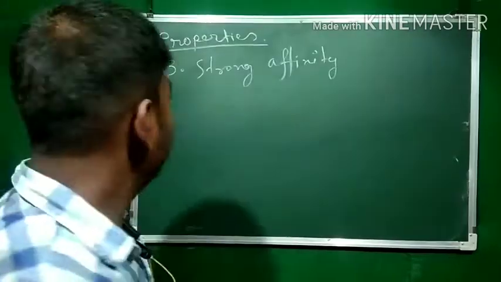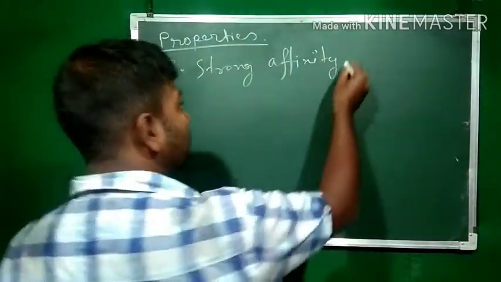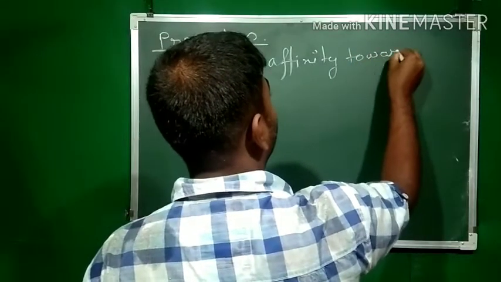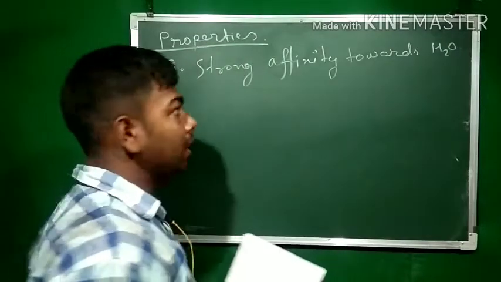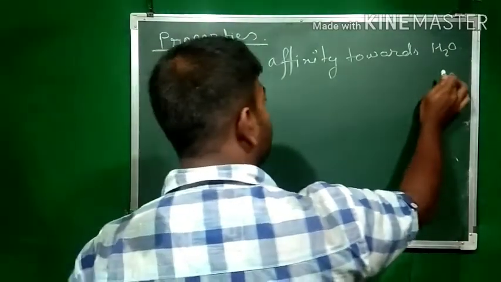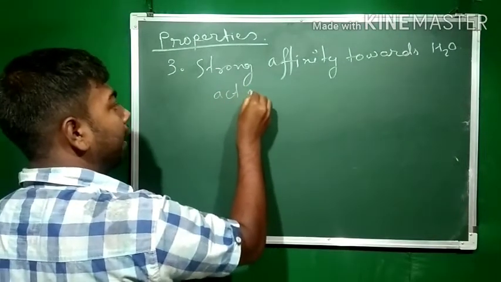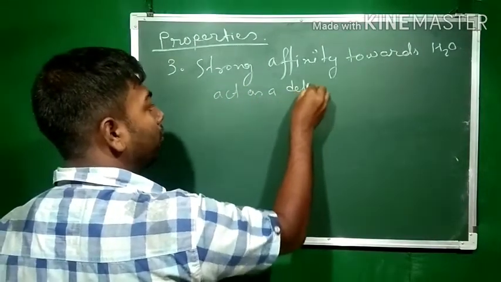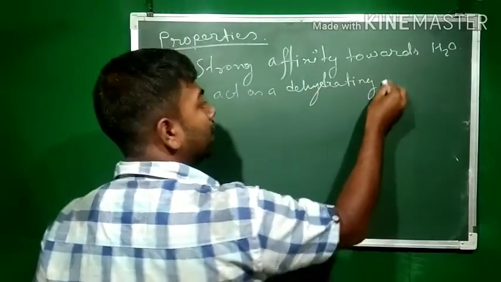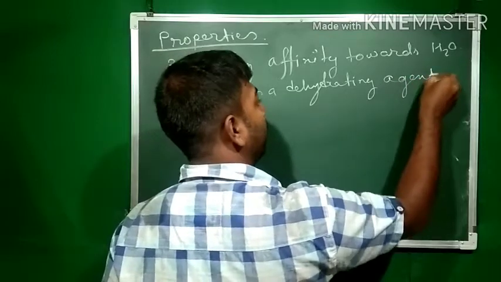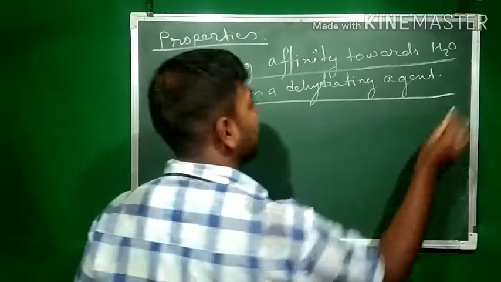See, the third property is the strong affinity towards water. With strong affinity towards water, in other sense you can say it acts as a dehydrating agent. Now what does it mean, strong affinity towards water and act as a dehydrating agent?